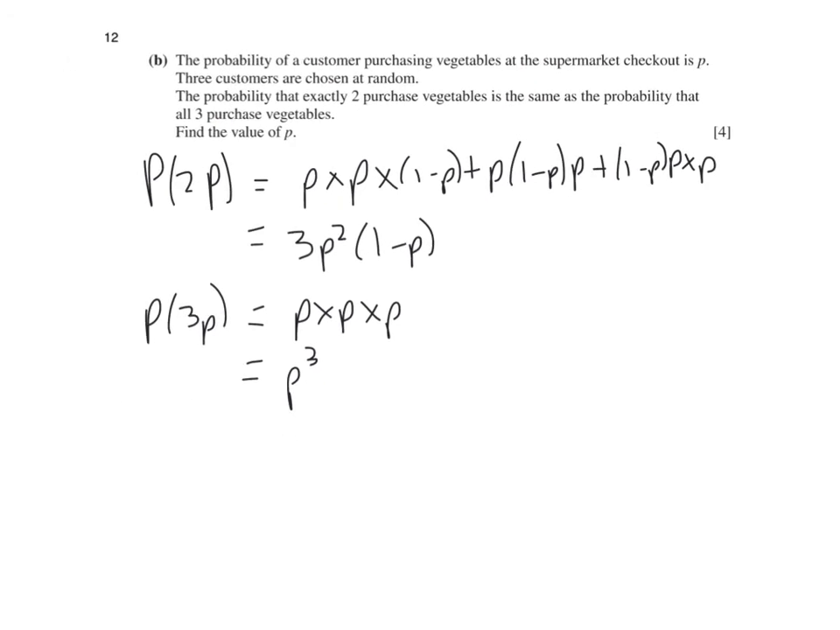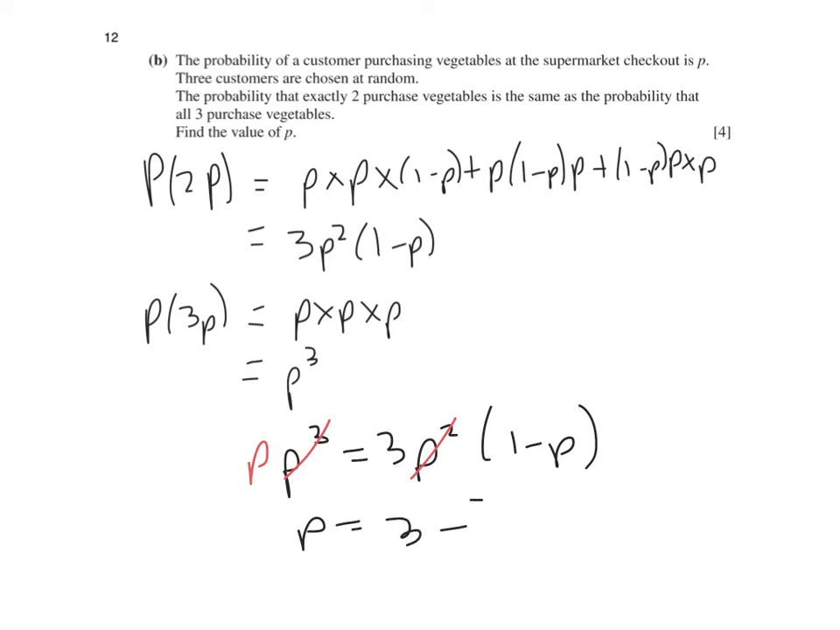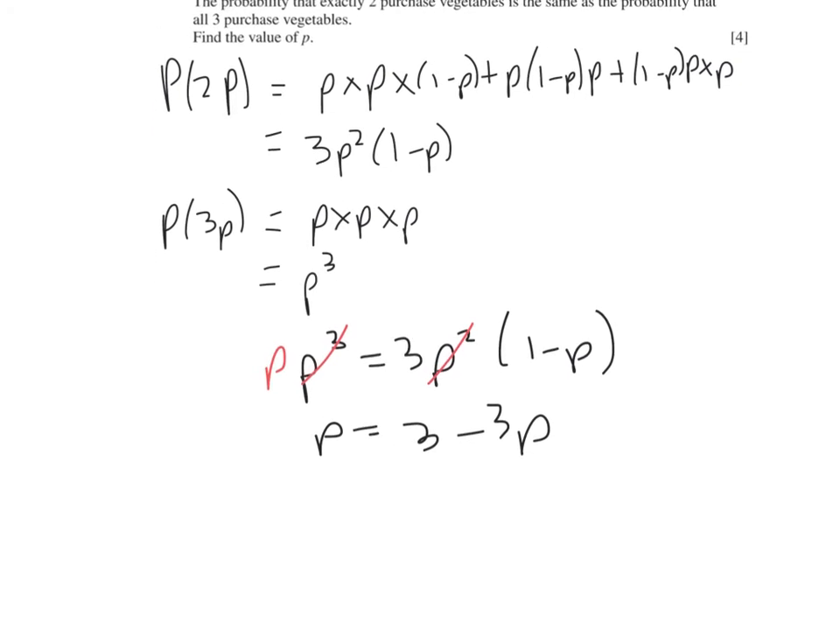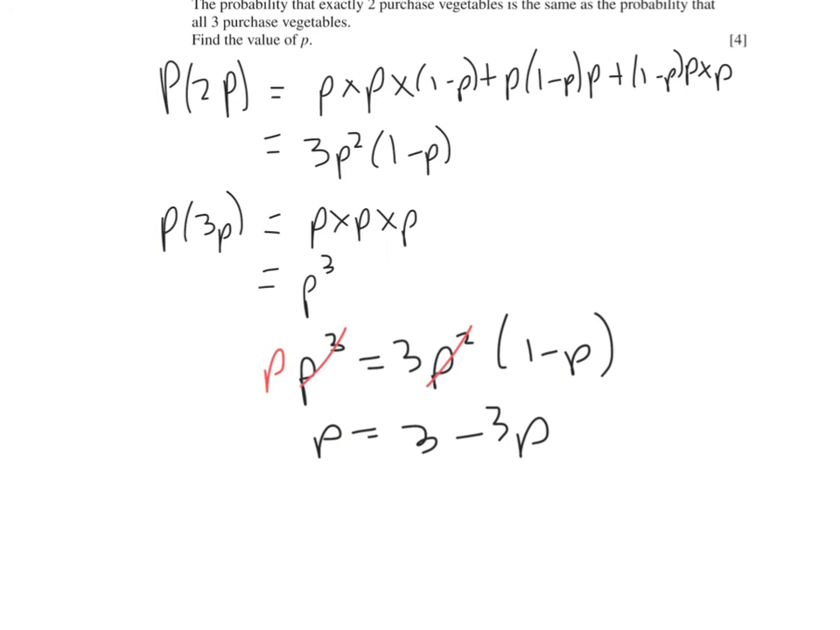So those 2 things we can put equal to each other. p cubed equals 3p squared (1 minus p). I would cancel out p squareds, and then that gives p equals 3 minus 3p. That means that 4p equals 3, or p is 3/4.